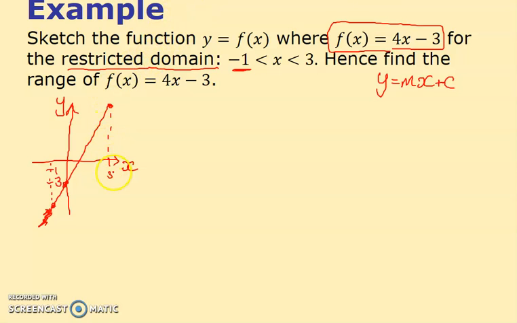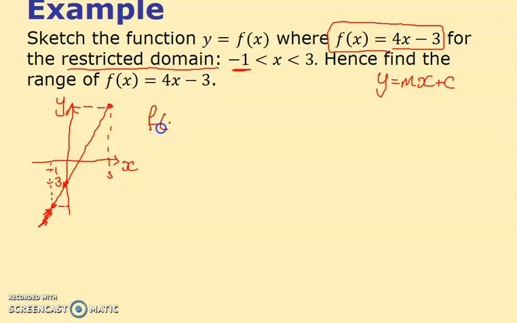But this one doesn't. This stops where x is 3. It stops where x is minus 1. In actual fact, it doesn't quite get there. It's more than minus 1. It's less than 3. Anyway, what does it mean for the range? Well, all I need to know now is what value does that give me?